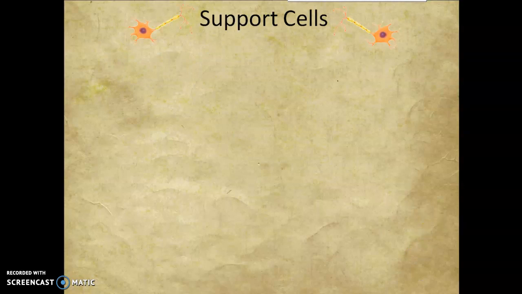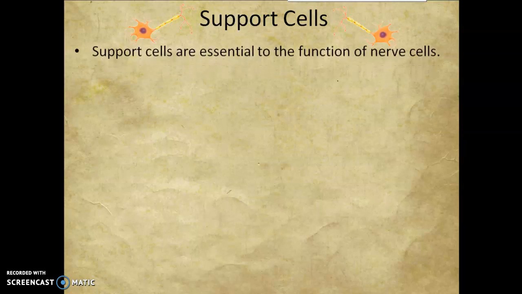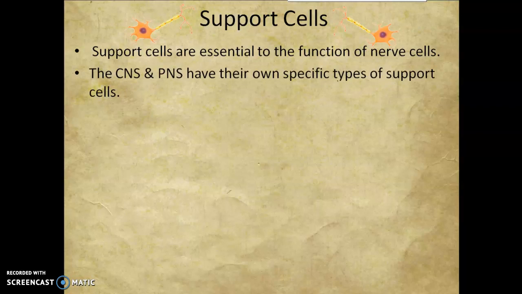Today's lesson focuses on the support cells. So we've got, as you know, trillions of cells in the human body, and they all have a wide range of functions, and your nervous system has a bunch of cells that work together. So these support cells are essential to the function of the nerve cells or the neurons. These are almost like the sidekick to the main neuron or the main nervous cell. The central nervous system and peripheral nervous system have their own specific types of support cells.